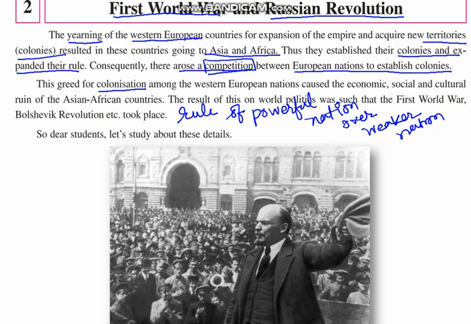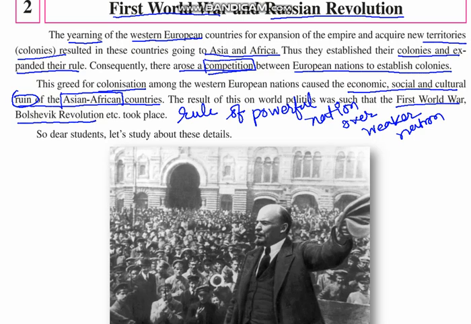So European nations caused the economic, social and cultural ruin of Asian and African countries. Asian and African countries at that time were not so advanced like the European countries, and that's why European countries started exploiting them and they almost ruined them. Ruined means destroyed. They almost destroyed the culture, the economy and the social system of these countries. The result of this on world politics was that the First World War and the Bolshevik Revolution took place.